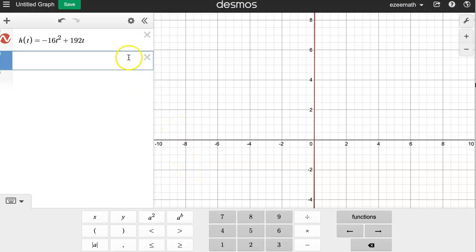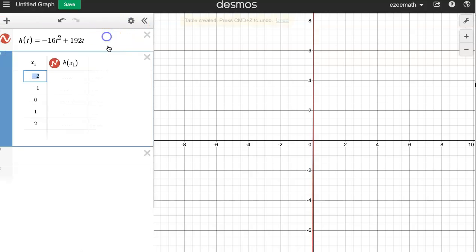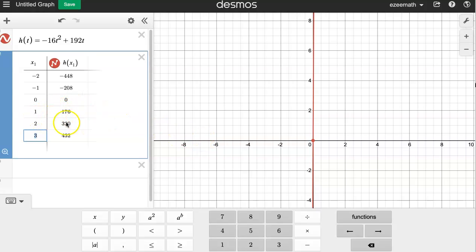The graph is not looking friendly, just a single straight line, this red line you see on the y-axis. So the best thing is to go to the edit list and convert it to a table. So you have a table here, and after getting this table, we need only the positive values. I just highlighted the 2 and pressed enter, and these are the timings in my first column, and in the second column you have the height with reference to the timing.